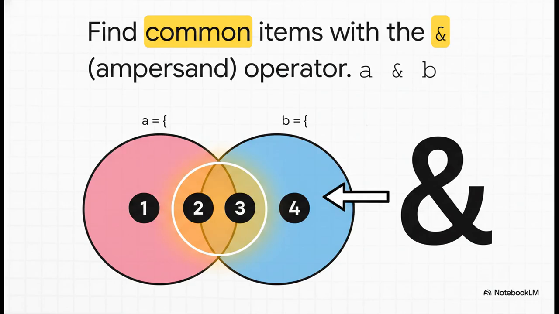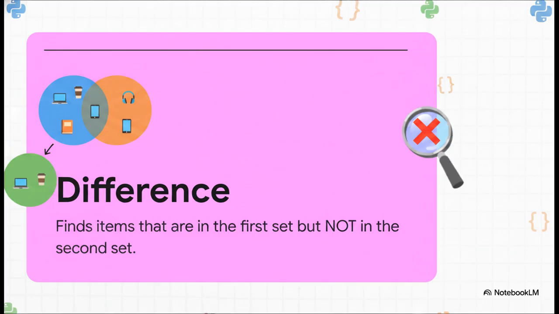So A and B just looks at both sets, sees that 2 and 3 are in both of them, and bam, you get a new set with just those 2 numbers. This is fantastic when you're comparing different data sets. Okay, our next operation is difference.